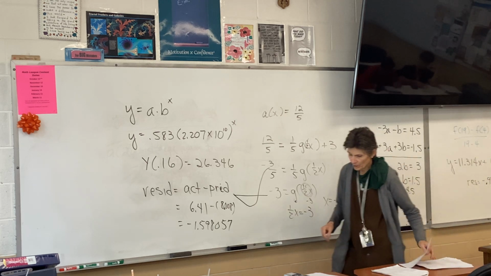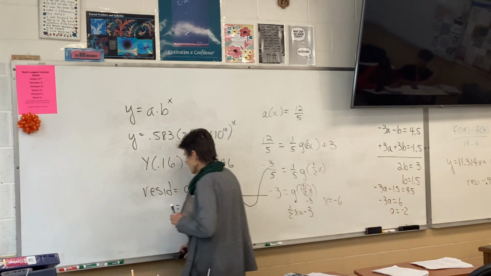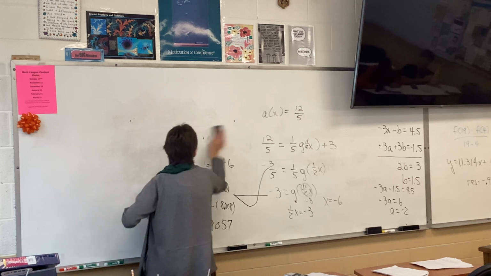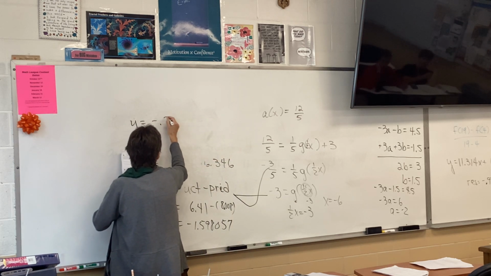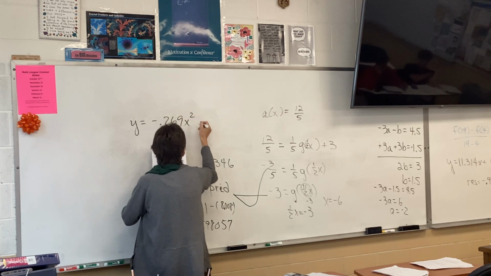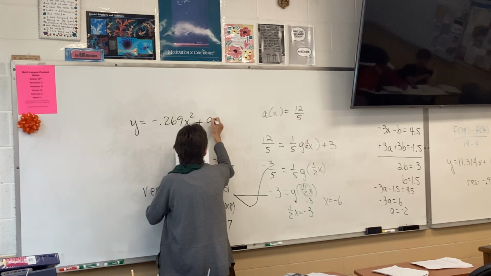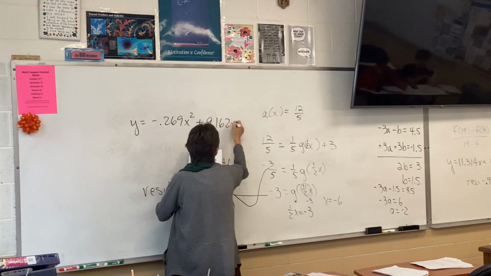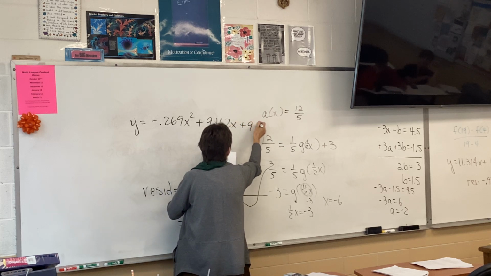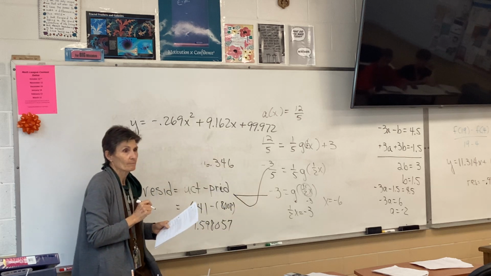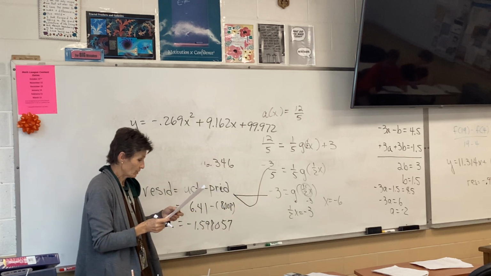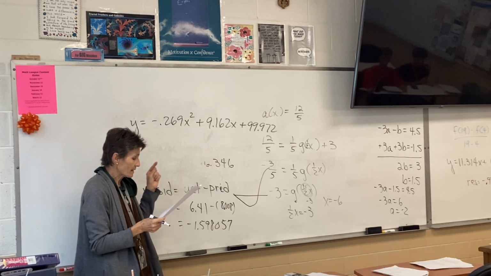Who will share your equation so that we can all match it, hopefully? If I'm getting 269 x squared plus 9.162 x plus 99.972. All right, how does that look to everybody else? That's what I got. Perfect, everybody got that, good. So that is B.